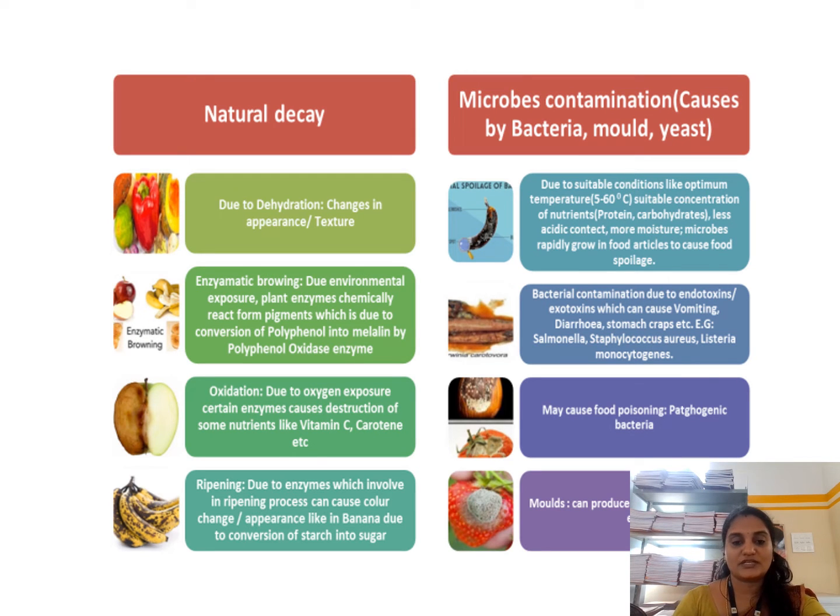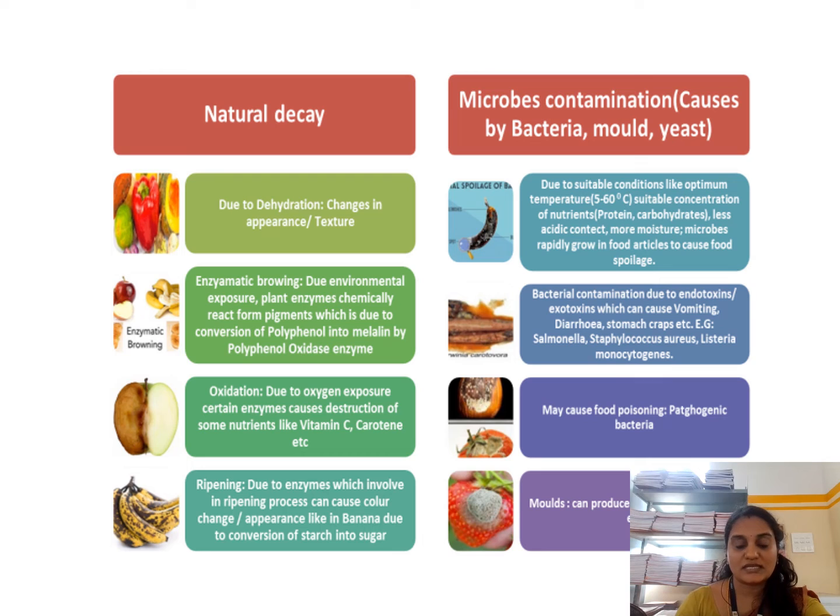In this slide, you can see the natural decay of food products. The first one is due to dehydration, because every food product has a different level of water activity. Through exposure to the environment or long storage, what happens? The water activity level is reduced. This changes the appearance and the texture of the food product.